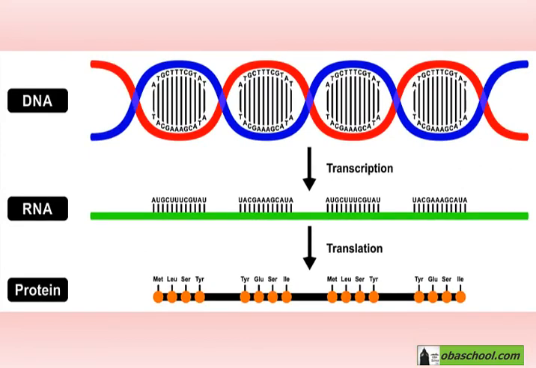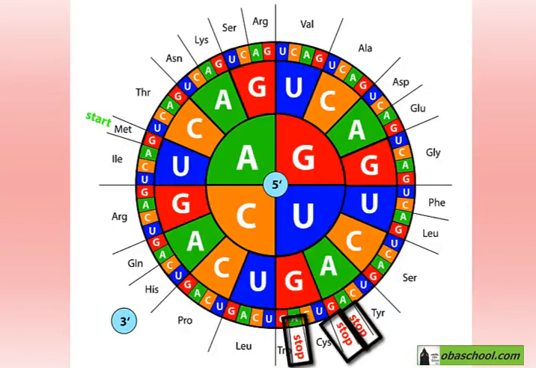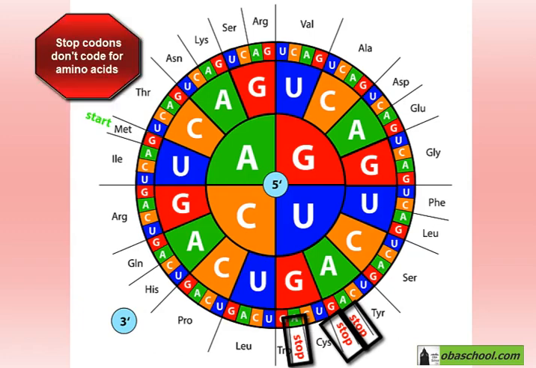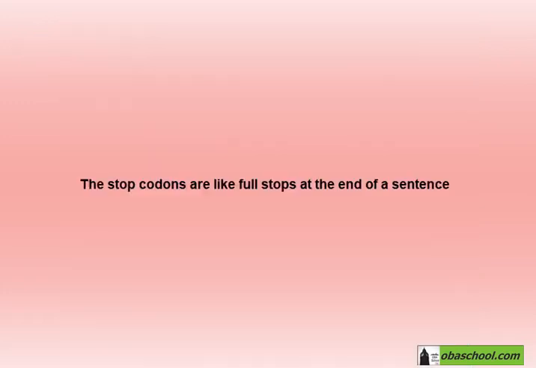We also have stop codons. They are 3 triplets that don't code for amino acids. They just mark the end of a polypeptide chain. They are like a full stop at the end of a sentence.